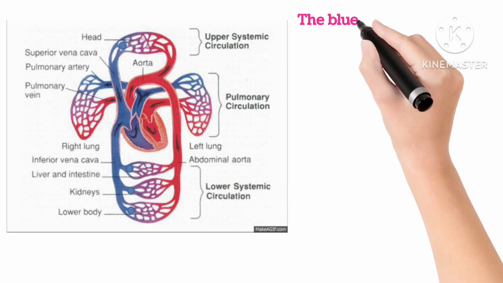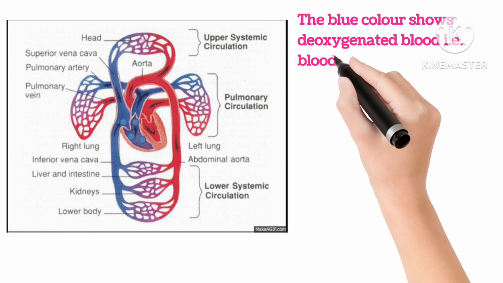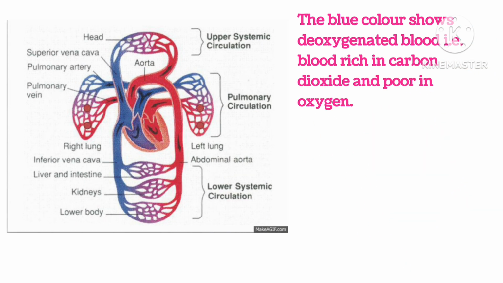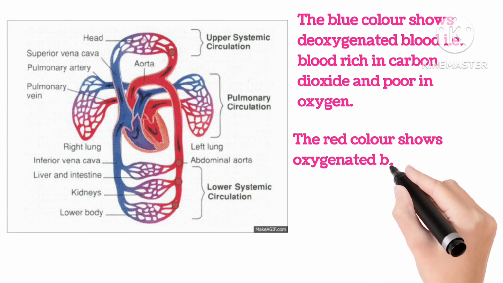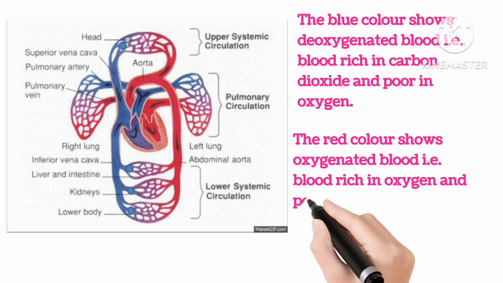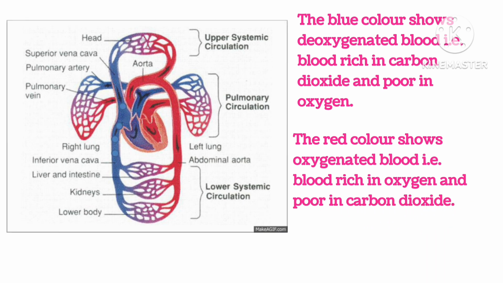So as you can see in the picture, the blue color shows deoxygenated blood, that is blood rich in carbon dioxide and poor in oxygen. And the red color shows the oxygenated blood, that is blood rich in oxygen and poor in carbon dioxide.